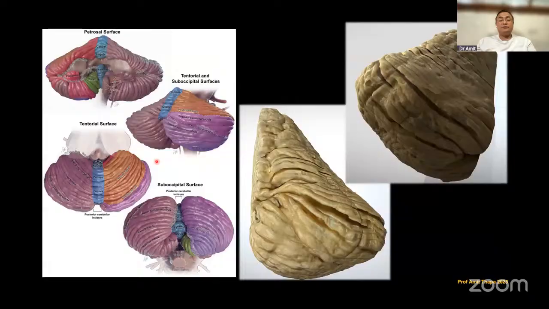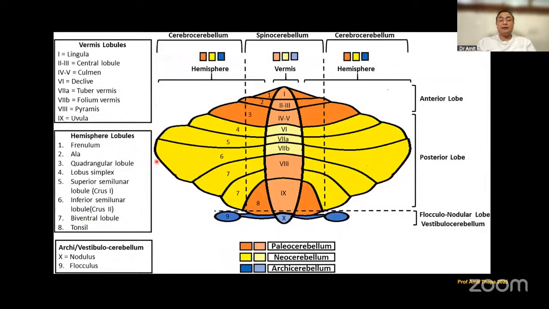So these are the different surfaces of the cerebellum, and this is something which is of embryological significance. The spinocerebellum, cerebrocerebellum, and cerebellocerebellum or the hemispheres are the different parts which have been embryologically found to serve different components of the cerebellum and have different functions in humans.